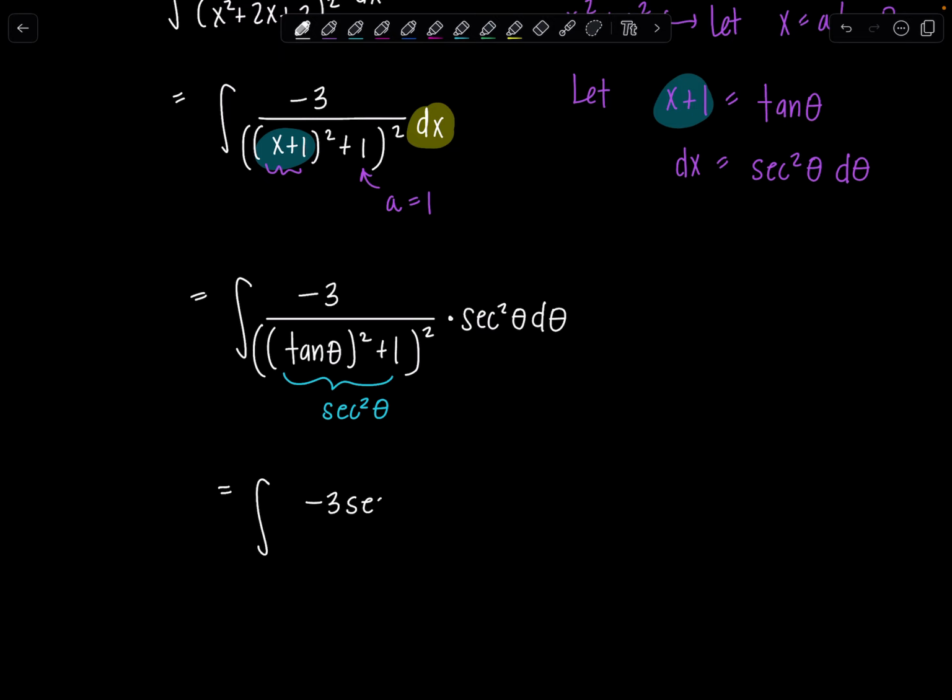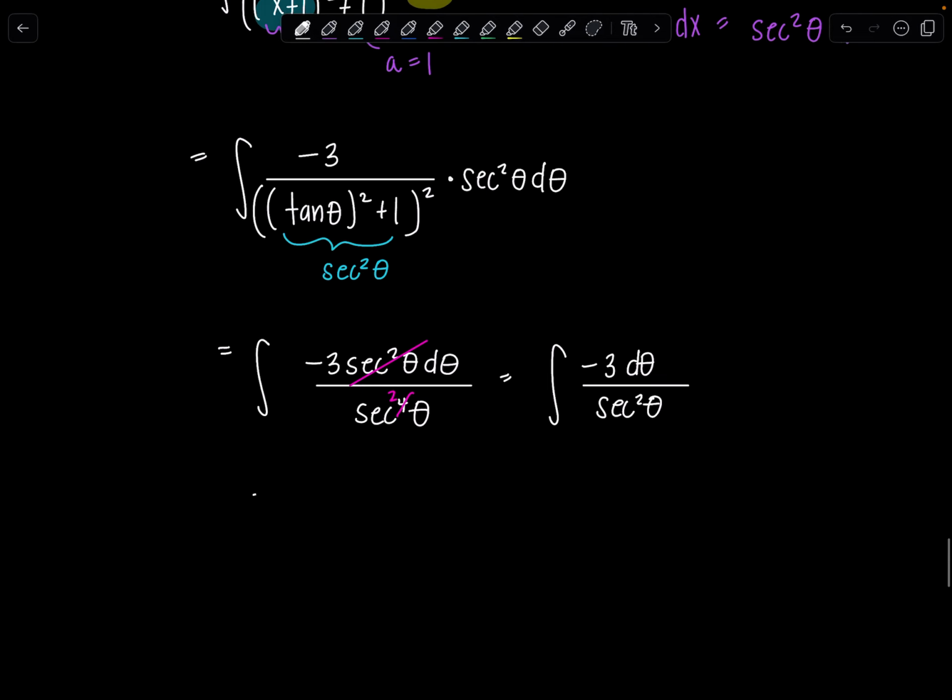So right now, let's write things a little more neatly. I have negative 3 secant squared theta d theta over secant squared theta squared, which is secant to the 4th theta. What's next? I can cancel out this secant squared theta. Now this is just secant squared in the denominator. So we have negative 3 d theta over secant squared theta. We'll get that poor little secant squared out of the denominator. It's cosine squared in the numerator. And let's take the negative 3 out: cosine squared theta d theta.